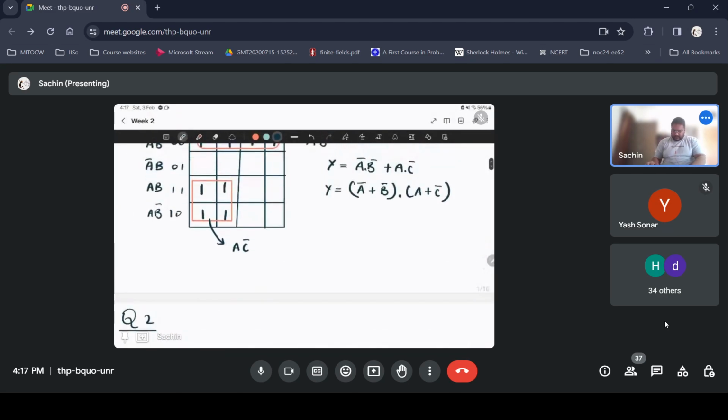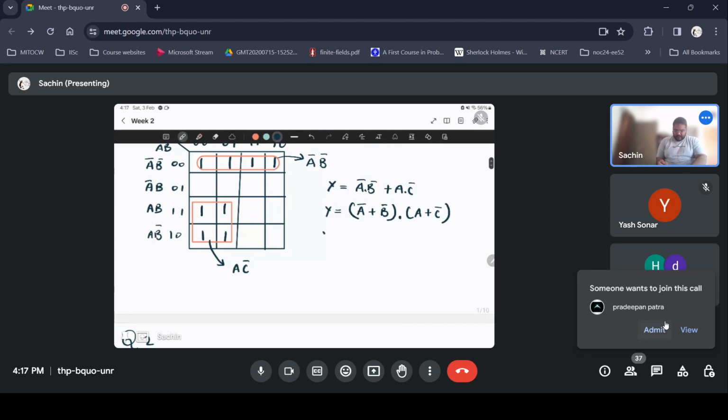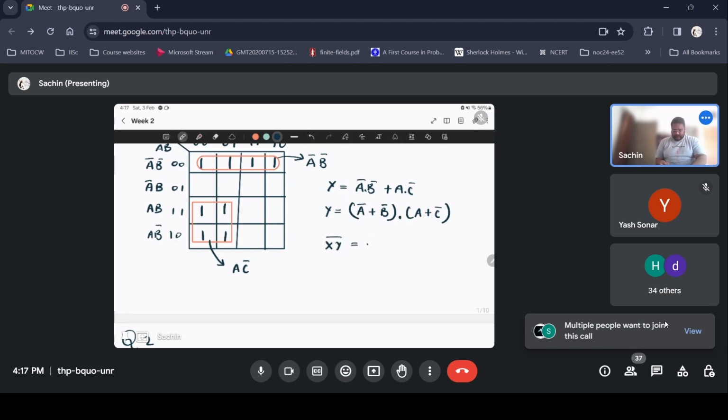Now we need to do a slight manipulation here. You know that, let me use different variables, XY bar is equal to X bar plus Y bar, right? So X bar Y bar whole bar will be equal to X bar complement plus Y bar complement. So it will be nothing but X plus Y. So X plus Y can be written as the whole X bar and Y bar, the whole complement.